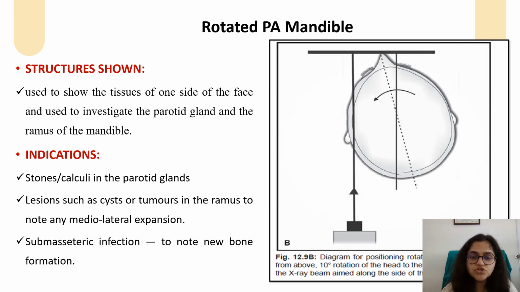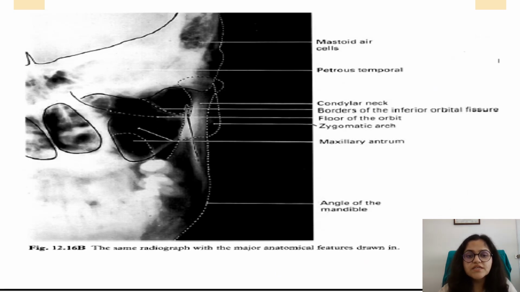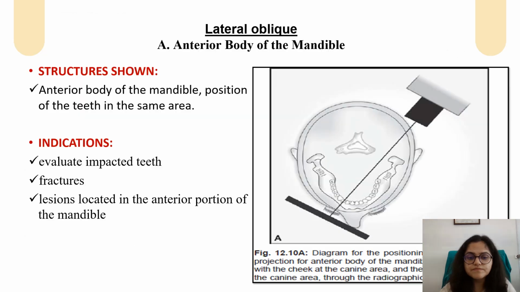Lesions such as cyst or tumor in the ramus, to note any mediolateral expansion, or submasseteric infection, to note any new bone formation. These are the structures shown in this radiograph: mastoid air cells, petrous temporal, condyle neck, border of the inferior orbital fissure, floor of the orbit, zygomatic arch, maxillary antrum, and angle of the mandible.